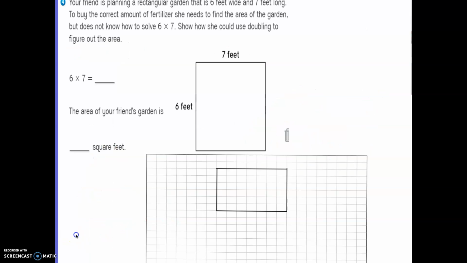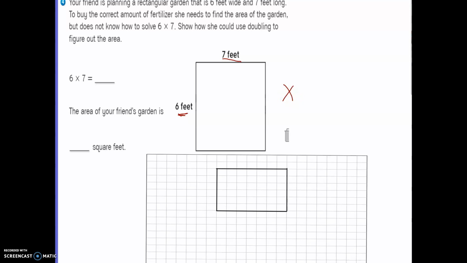So number 4 on this page, let's think about this. Your friend is planting a rectangular garden that is 6 feet wide and 7 feet long. To buy the correct amount of fertilizer, she needs to find the area of the garden, but she does not know how to solve 6 times 7. So let's show how she could use doubling to figure out the area. Now, I also drew it down here if you need to on grid paper, but I'm going to work on the one that's up here.